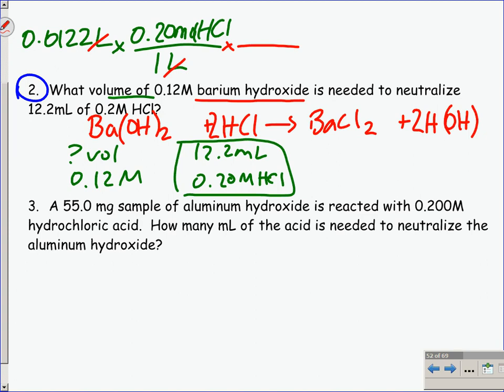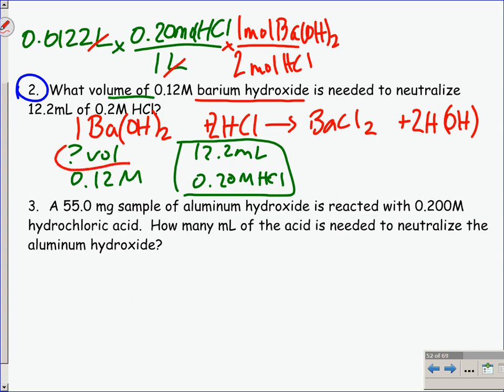Moles of what? So I have 1 mole of barium hydroxide to 2 moles of hydrochloric acid. We finally have a different ratio. Whew. Okay, so 1 to 2 ratio. Great. All right, so here's the funny part. You're actually solving for what in this case?